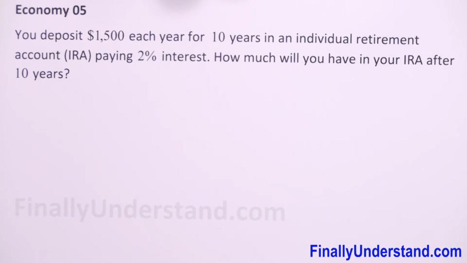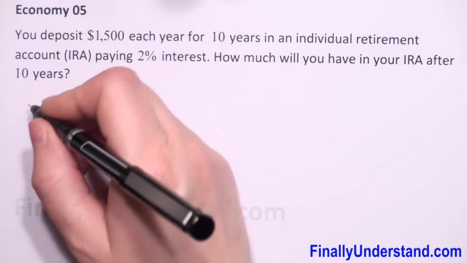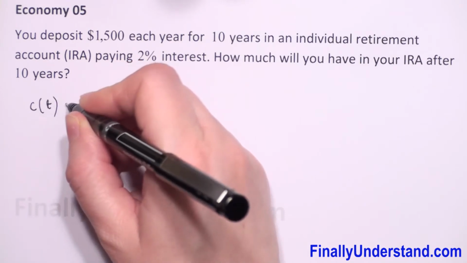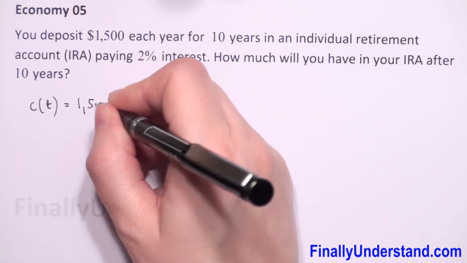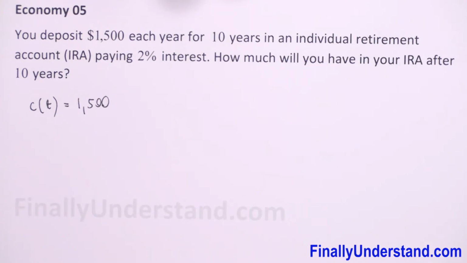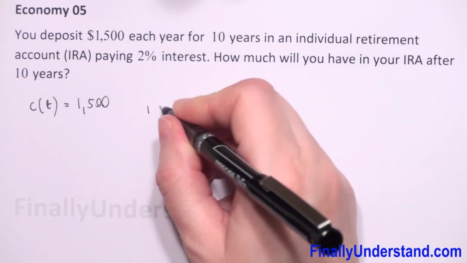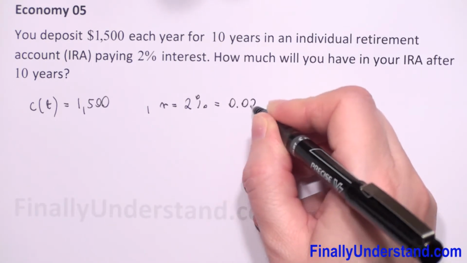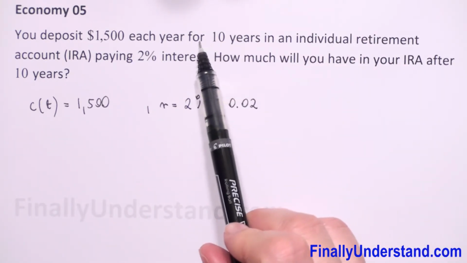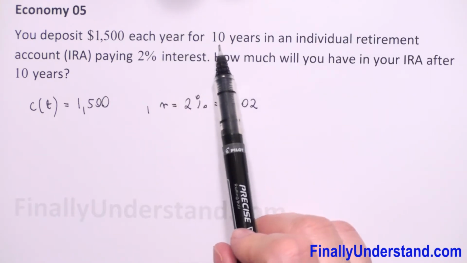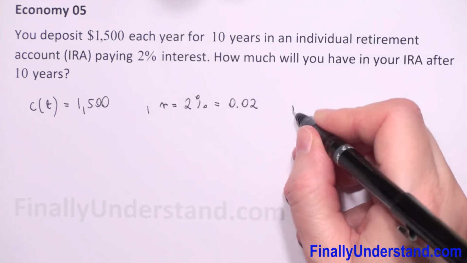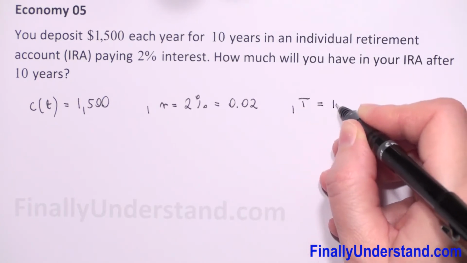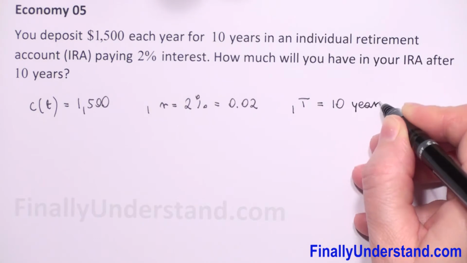The income function for our deposit will be C of t is equal to 1,500. What else do we know? We know that our interest rate r is equal to 2%, which is equal to 0.02. We will give this money for 10 years, so T is equal to 10 years.